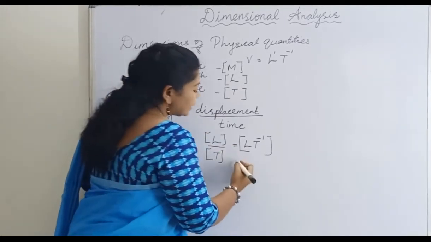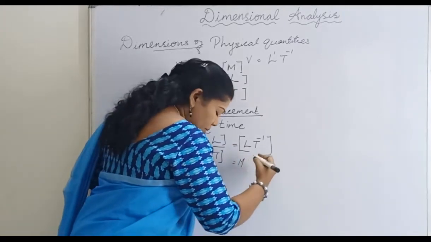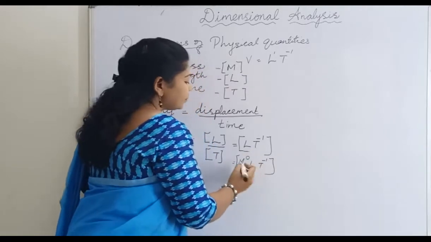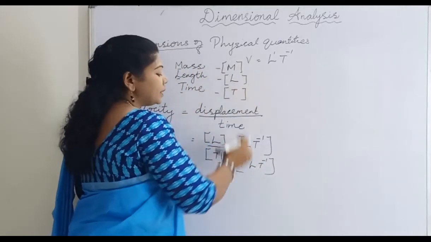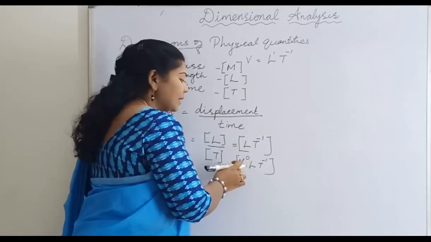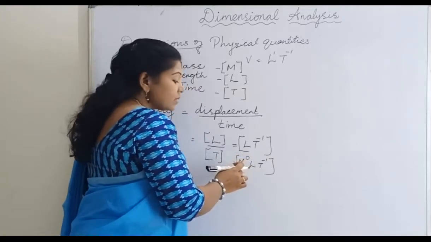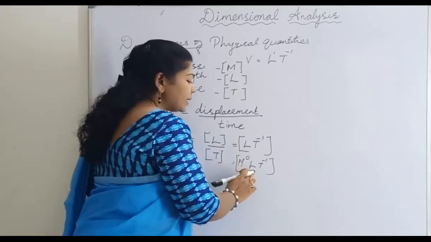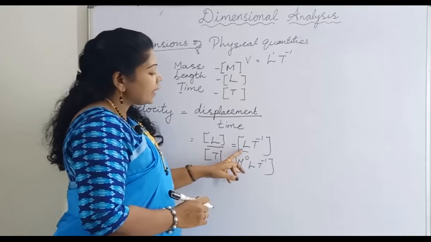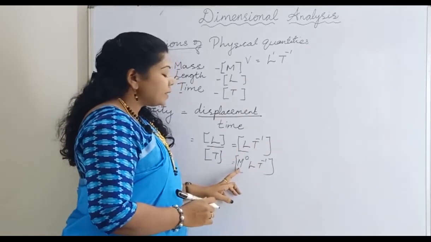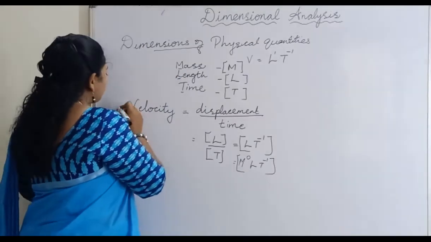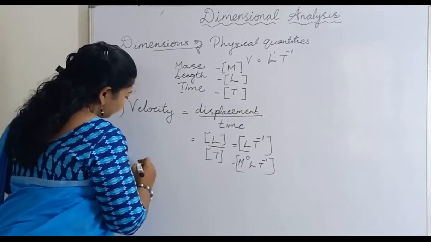Or we can also write this as M power 0 L T power minus 1. In terms of M, L, T, we don't have the term M, so it is written as M power 0, and M power 0 is equal to 1. So the dimension for velocity is L T power minus 1, or we can write it as M power 0 L T power minus 1.